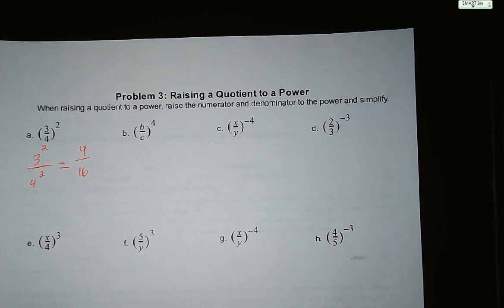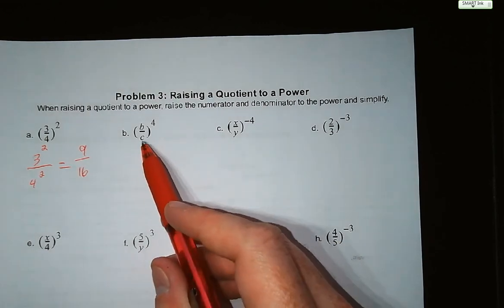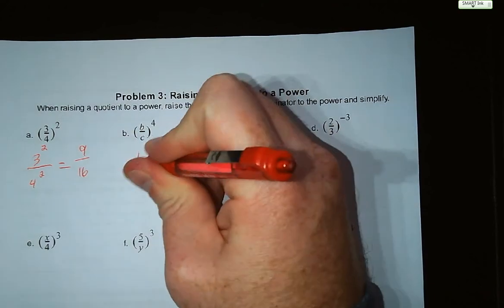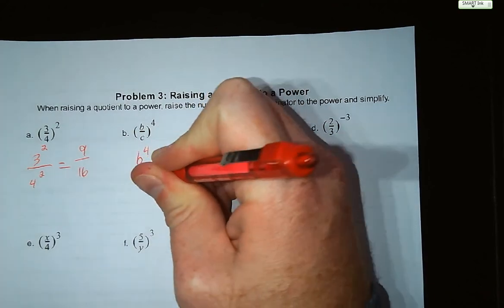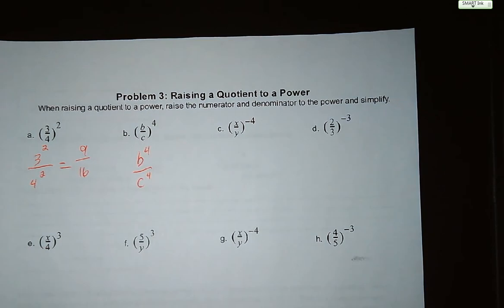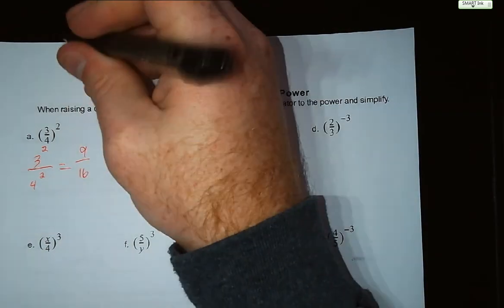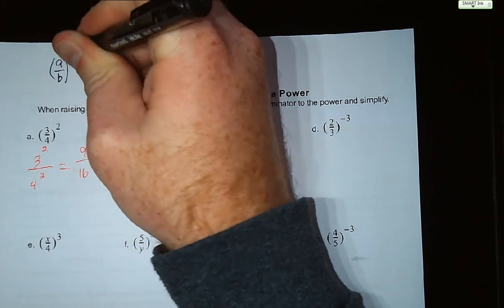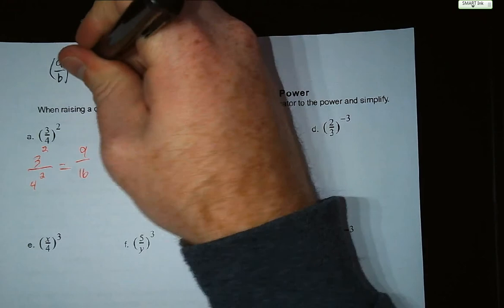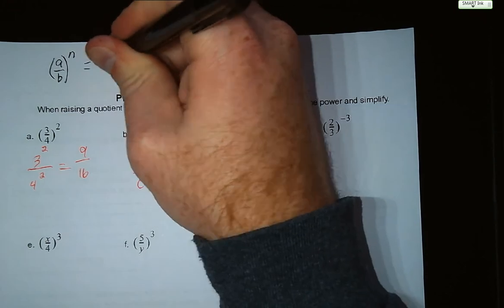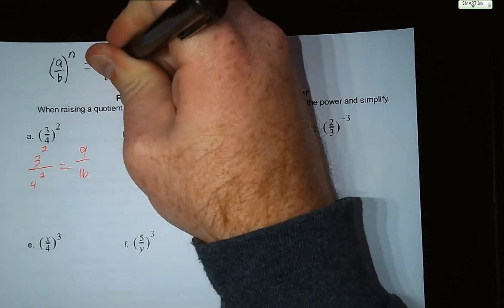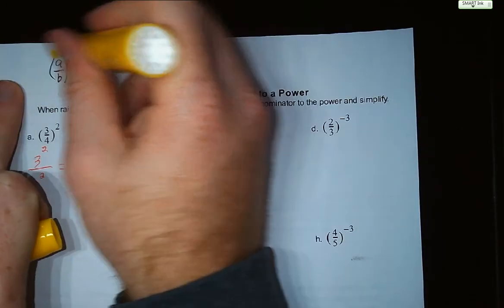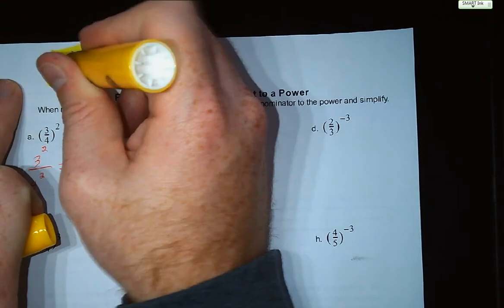All right, now what if we've just got variables? We've got b over c to the fourth. So we have b to the fourth over c to the fourth. And I guess I should probably write in our rule here. So the quotient rule is a over b to the n power is equal to a to the n over b to the n. All right, so that is our rule. Probably should have that written in there.